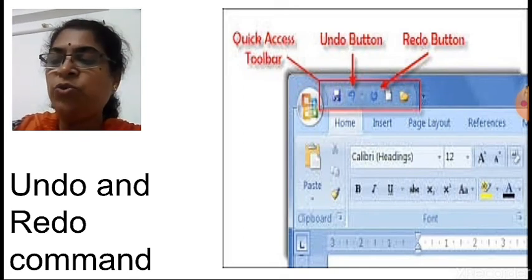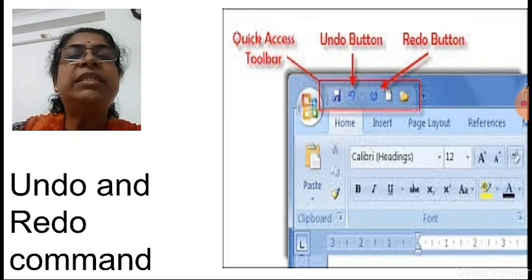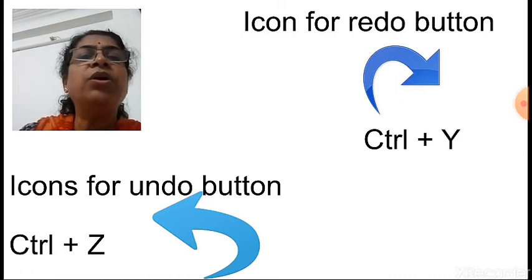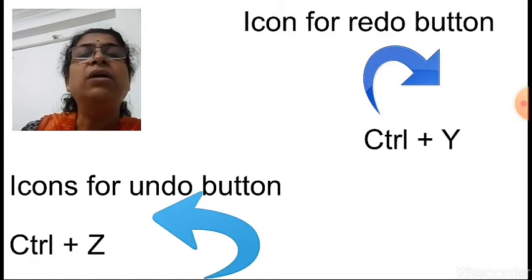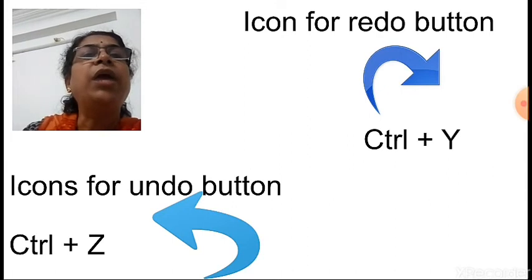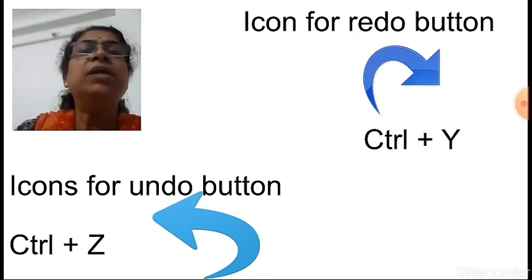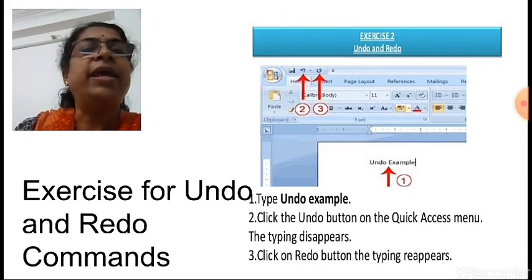Okay. And redo means to reverse the action of the undo command. Now, this is a little bit tricky, so we will see in depth. Now, some shortcut keys are used. The icon for the undo command is shown here with a blue color arrow, and the shortcut key is Control plus Z, which you have to press together. Now, the icon for the redo button is again shown, the arrow and Control plus Y. The Control plus Y command is used for that. For that, you have to select the text.